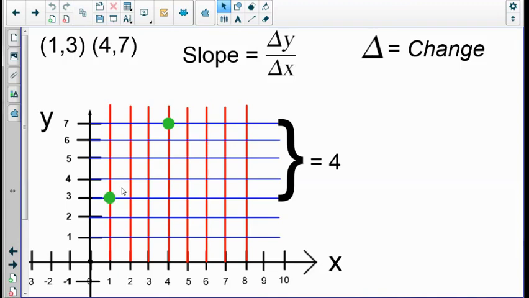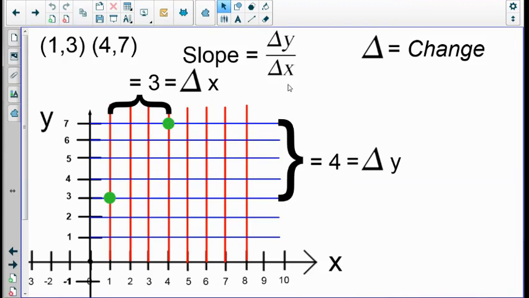Okay, so we counted the vertical distance. Here it is, 1, 2, 3, 4. That is the vertical distance between these 2 points. It is 4. Then we did the horizontal distance. The left and right distance was 1, 2, 3. Now, would you say that 4 is a change in y or a change in x? It is the change in y. Y was 7 here, y was 3 here. The distance between those two is 4, which means that 3 would be the change in x.